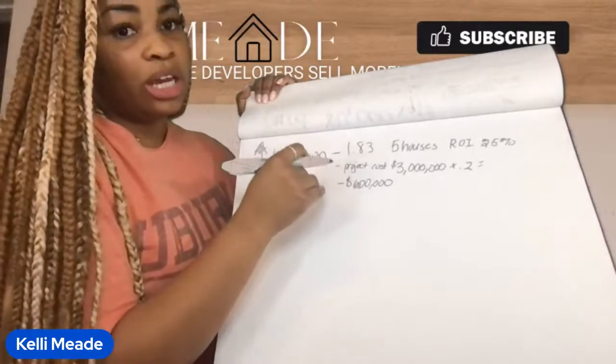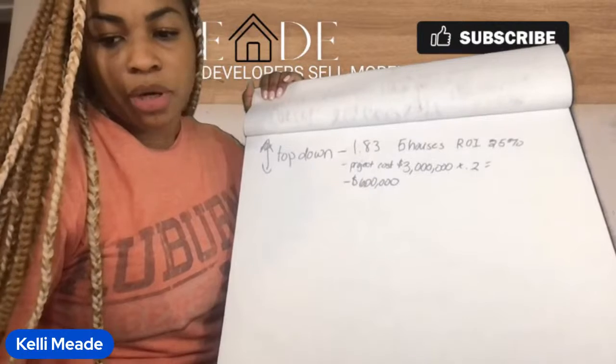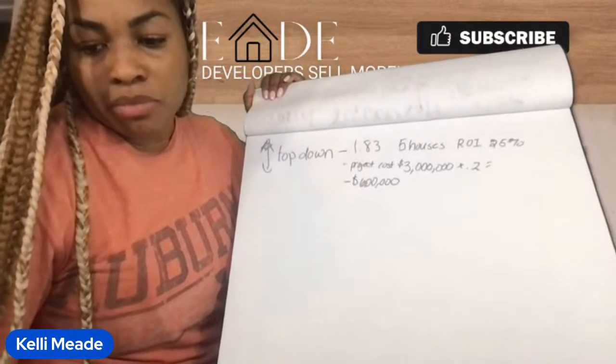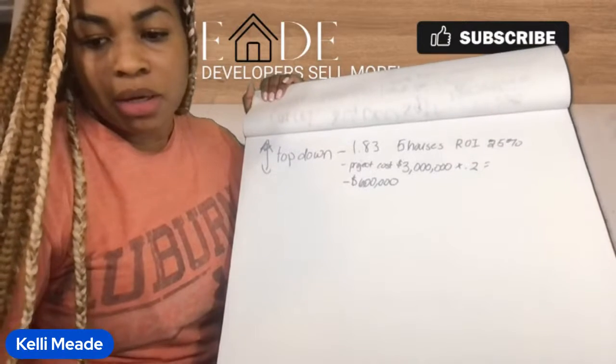So that means if we're looking at raw land, right? 3 million times 0.03.